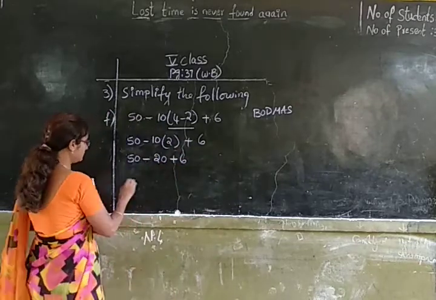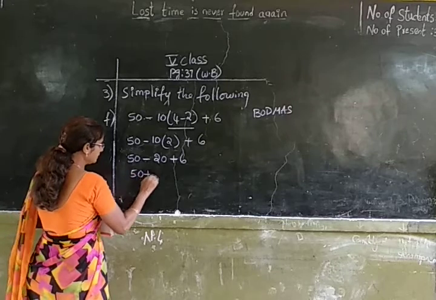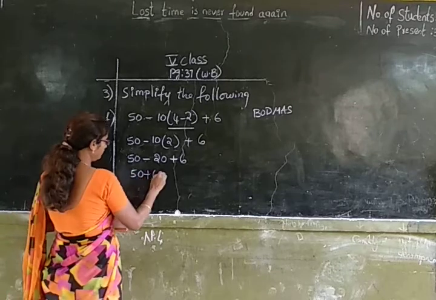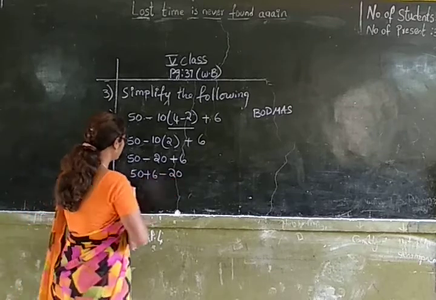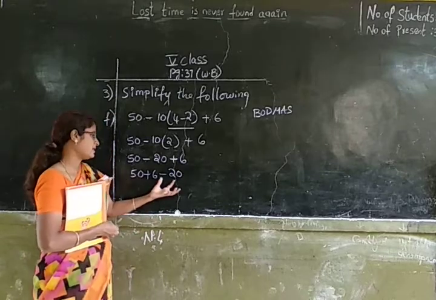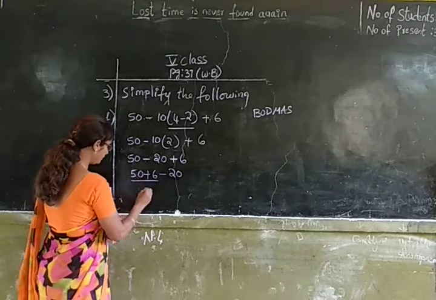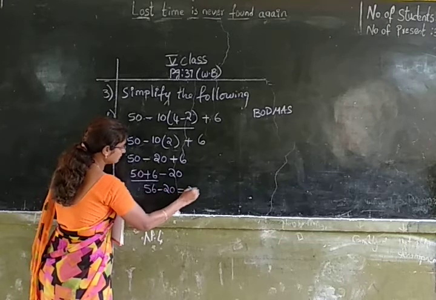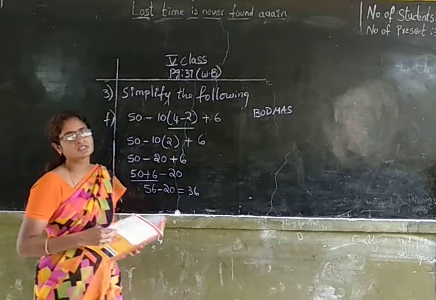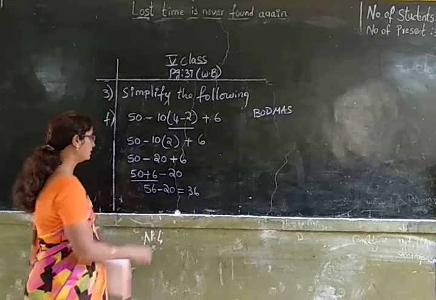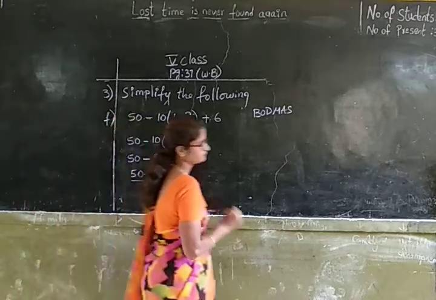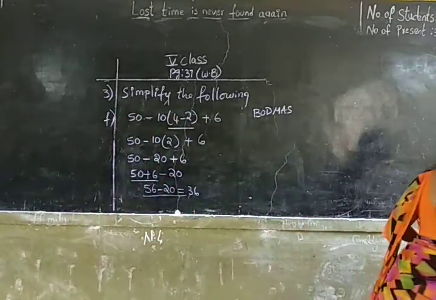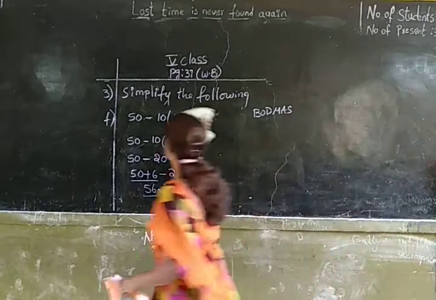For doing the addition, you have to rearrange the numbers with the symbols having plus. Okay, 50 plus 6 minus 20. 50 plus 6 is 56 minus 20. That is equals to 36. Okay, children.